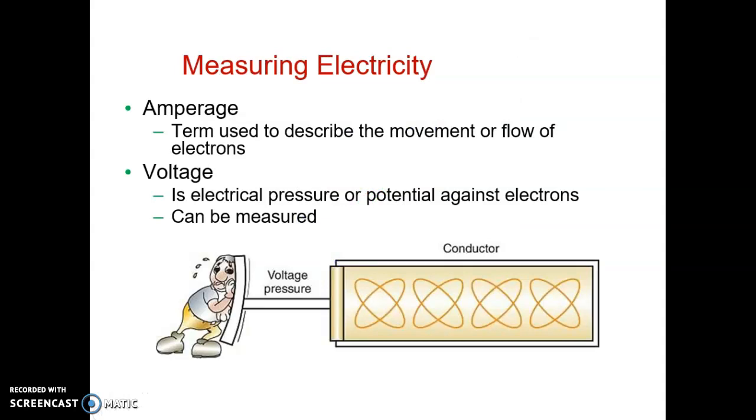When we measure electricity, there's some terms that we use. Amperage is a term to describe the movement or flow of electrons. So basically, that illustration we just saw with the electrons moving from one atom to another is an illustration of amperage. Voltage is another term that we use to measure electricity. And this is the electrical pressure or potential forcing those electrons to move. And it can be measured. This little illustration shows the little man pushing against the electrons in that conductor. So he's creating voltage pressure, electrical pressure.